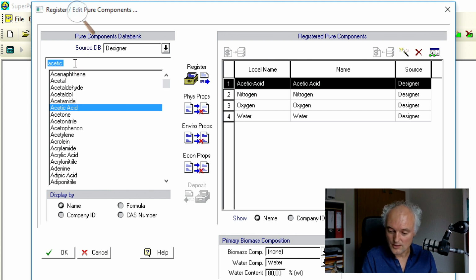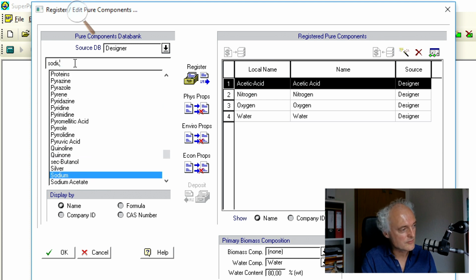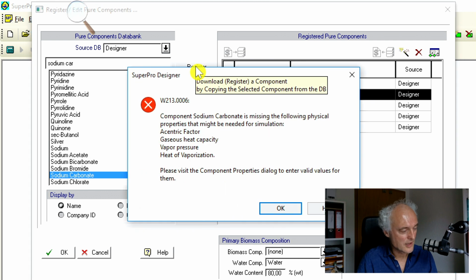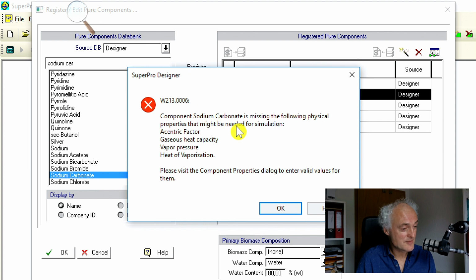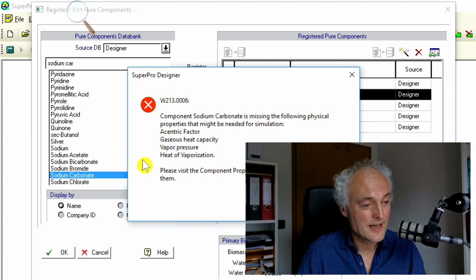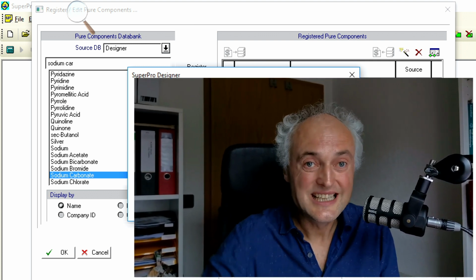Now we go with a second component. It's sodium carbonate. Here we are. Register. Oh, an alarm. So now you see component sodium carbonate is missing the following physical properties that might be needed for a simulation: eccentric factor, gaseous heat capacity, vapor pressure, heat of vaporization. And what now?